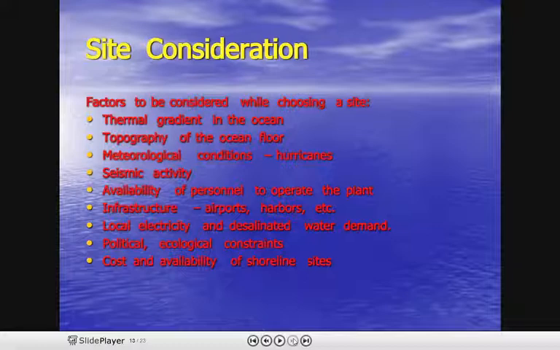तो जब भी हम साइट कंसिडरेशन की बात करते हैं तो इम्पोर्टेंट जो एस्पेक्ट होता है वो है थर्मल ग्रेडियंट इन द ओशन। फैक्टर्स जो मेन कंसर्न है हमारा थर्मल ग्रेडियंट ज़रूरी है क्योंकि टेम्परेचर डिफरेंस होनी चाहिए। टोपोग्राफी ऑफ द ओशन फ्लोर, मेट्रोलॉजिकल कंडीशन, ऐसा ना हो कि बहुत वेट कंडीशन जिसके वजह से वार्म सरफेस जो हमें मिलना चाहिए वो ओशियन का जो सरफेस लेवल है उसी का टेम्परेचर बहुत कम हो इनटू द विंटर सीजन। सेसमिक एक्टिविटी, ऐसा ना हो कि बहुत ज़्यादा ह्यूमिडिफिकेशन की फिनोमेना हो। The availability of the personnel to operate the plant, infrastructure, airport, harbors, local electricity and desalinated water demand, political ecological constraint, and the cost and availability of the shoreline sites.